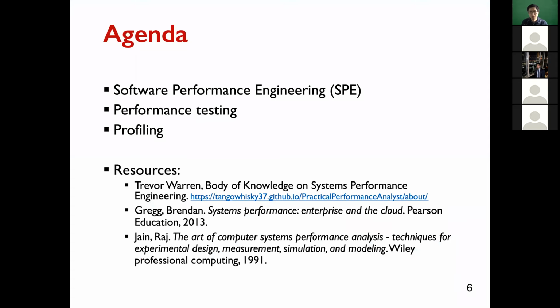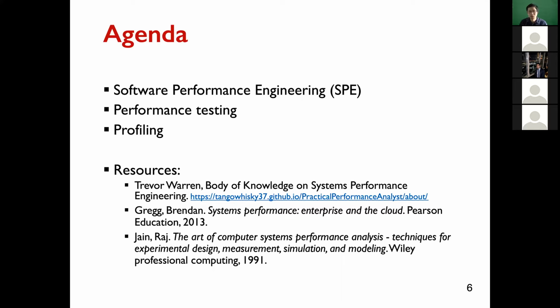So today we will cover these topics. First one is what is software performance engineering, or we call it SPE. The second part is performance testing, so how we test the performance of a system. The third one is profiling, so how we understand the distribution of the performance of a software system. For example, which part consumes most of the CPU.